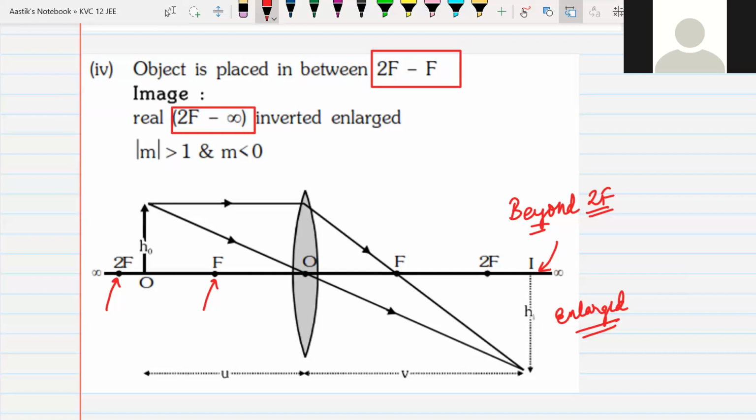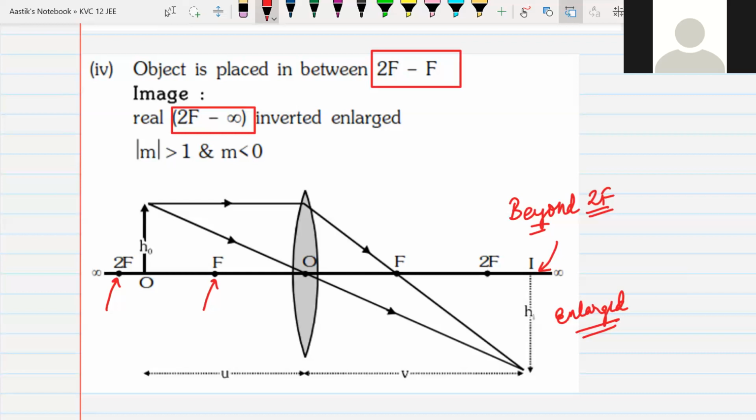Done, sir. Anyone has done this? No, sir. Done, sir. What is the next case?